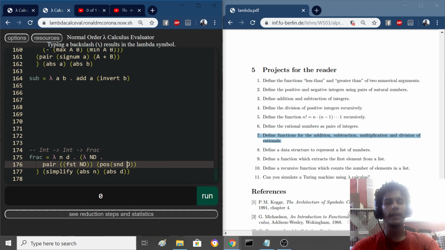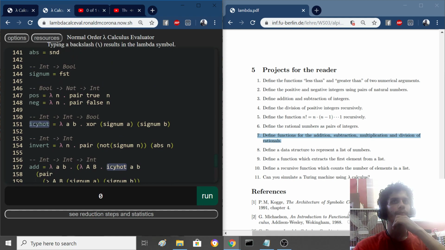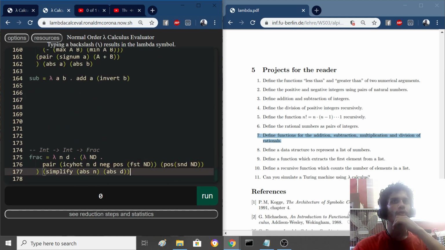Oh, this should be a nd. And what sign is it? Well, we just have to know if the signs are different. N and D, are the signs different there? If the signs are different, then negative. If not, positive. And there you go. I knew I was gonna have to use this function again, icy hot. So yeah, this should work.